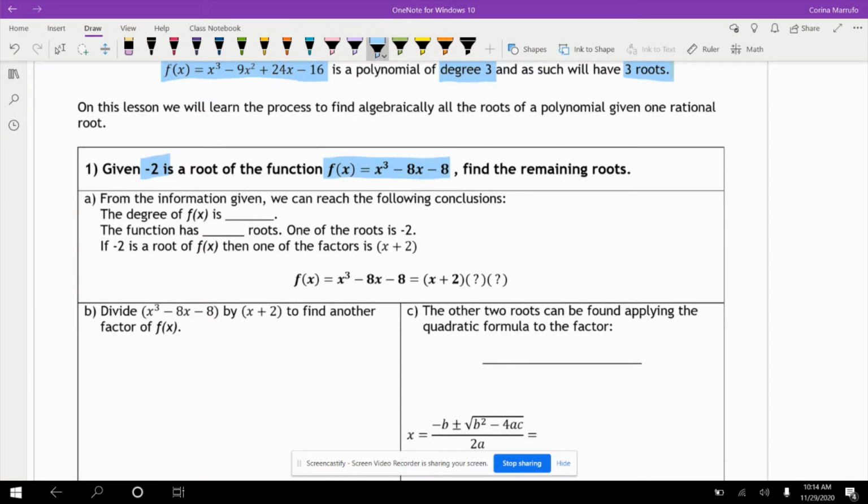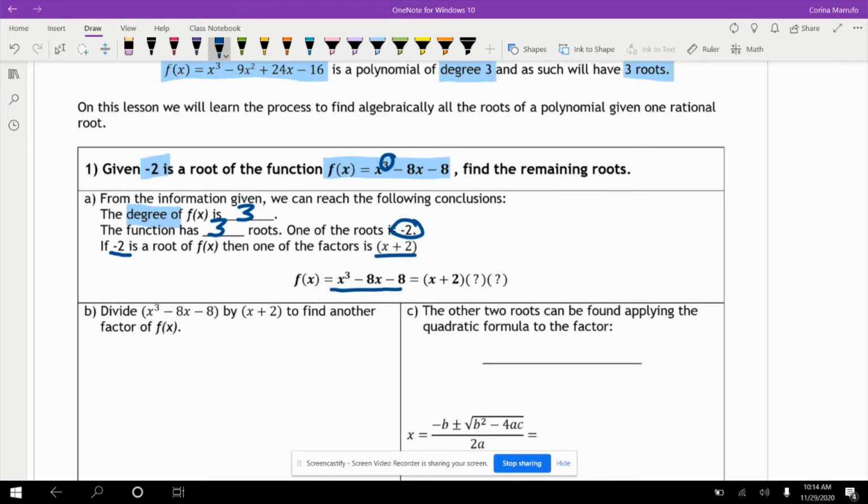Okay, so there's a thought process that you need to go through. So the first thing is, from the information given, we can reach the following conclusions. Well, the degree of f of x here is going to be 3. Our highest exponent is a 3. That means that the function is going to have 3 roots. One of the roots we already know is negative 2. Okay, if negative 2 is a root of f of x, then one of the factors is x plus 2.